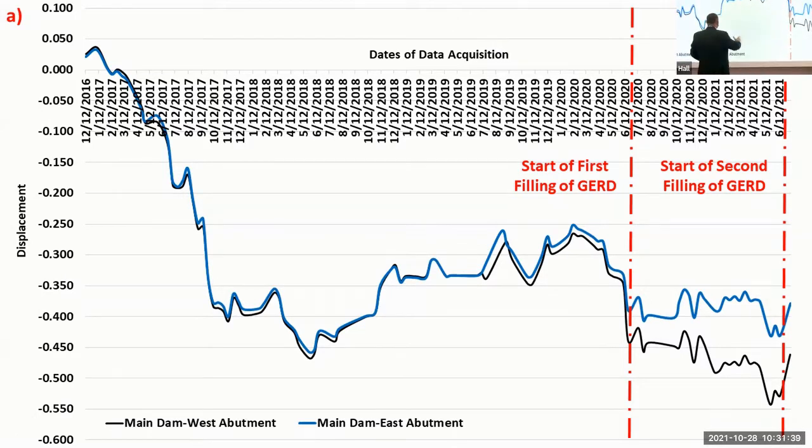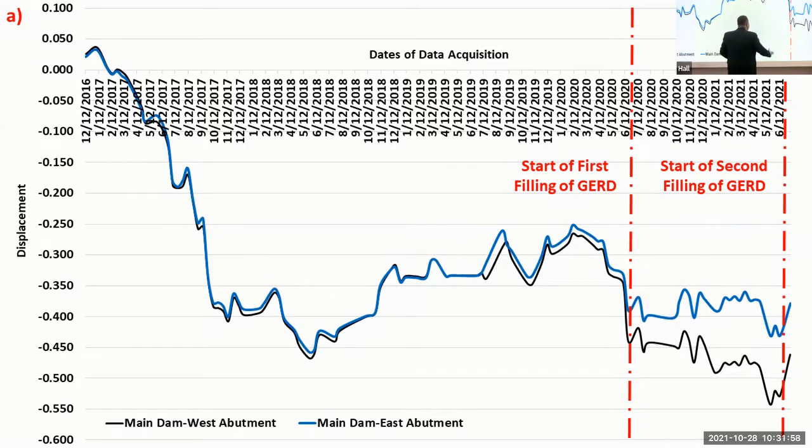Then we keep looking into the time series, and at some points you can see a little bit of displacement between the two curves. And when the two curves are not overlaid on each other, it's telling you that you are lacking a little bit of uniformity. So there is a displacement, but the displacement is not that uniform.